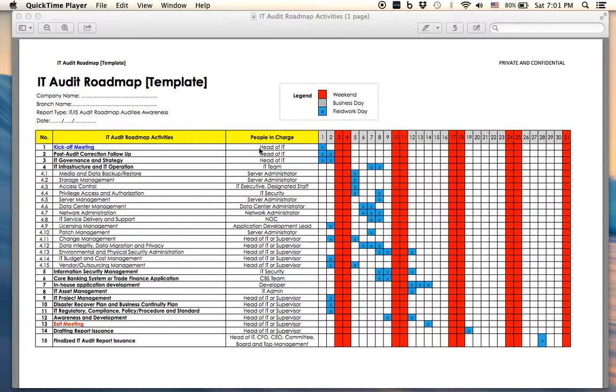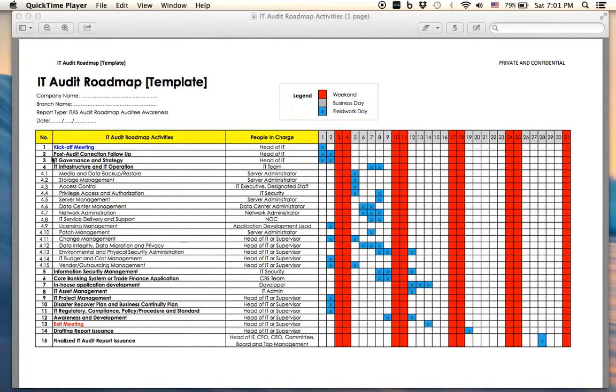If you perform the IT audit, you will engage the head of IT or CTO, Chief Technology Officer, or CIO, Chief Information Officer, or CISO, Chief Information Security Officer, which is an area that involves senior management or the management role. And the next activity you will describe is post audit correction follow up.